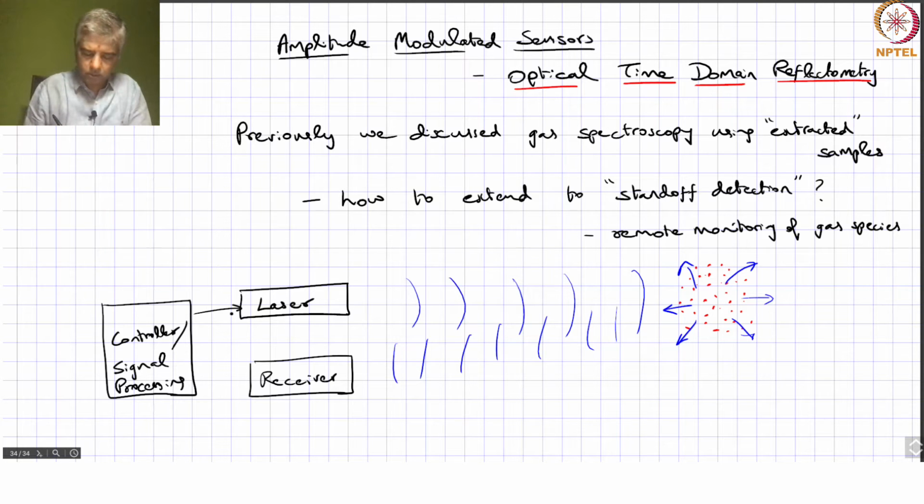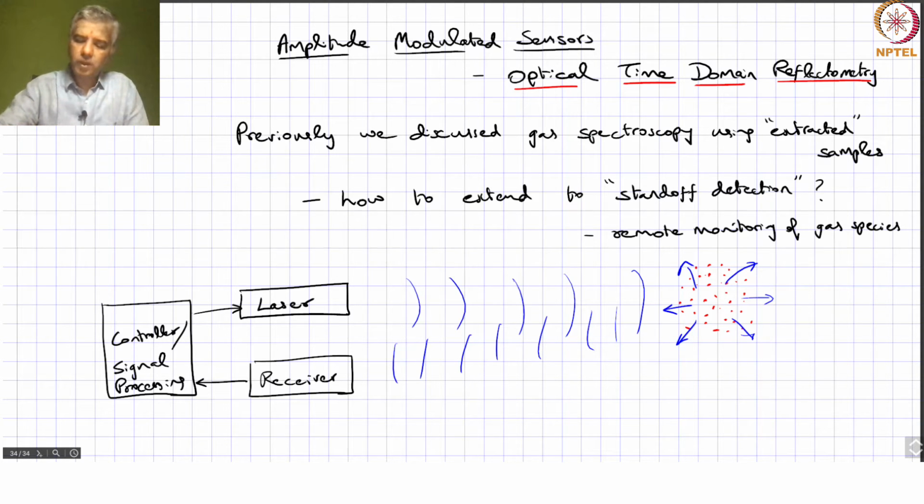But let's say the controller is the one that's triggering this laser, and then it starts looking at what is back reflected. Now the question is, how do we know that certain scattering is happening only from a particular location? We do expect scattering to happen all along, but let's say it's only in this region that this specific gas species of interest is present. So how do we localize the information that we received?